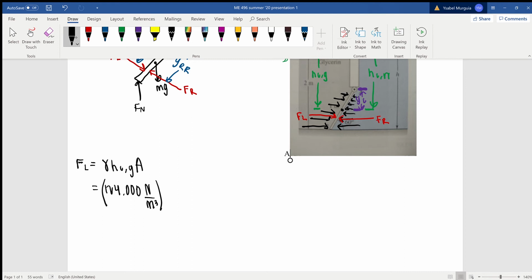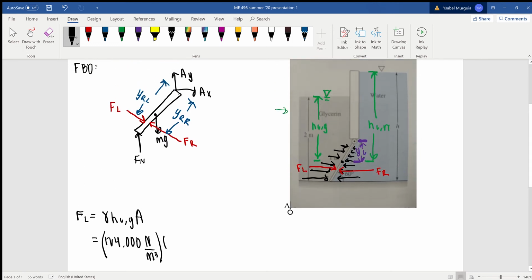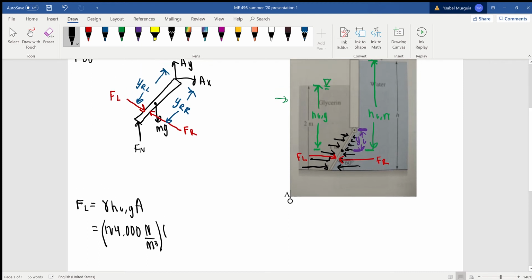Okay, the height of the centroid from the side of glycerin. So we have this total depth of 2 meters. However, that is well beyond the centroid, so we need to subtract the distance to the centroid. So the distance to the centroid is going to be this entire depth of 2 meters minus the height of the centroid.